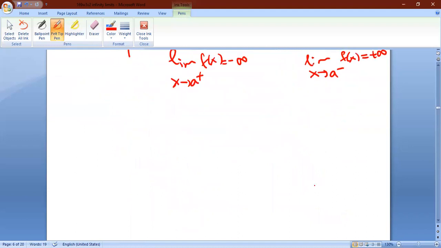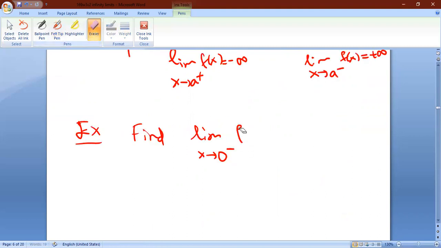Anyway, here are more examples. Let's say find the limit as x goes to 0 from the left and from the right of 1 over x.